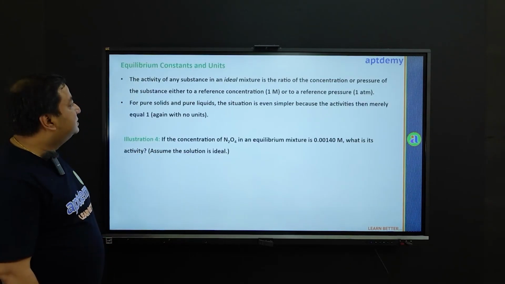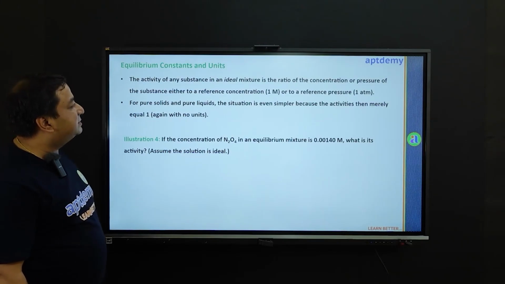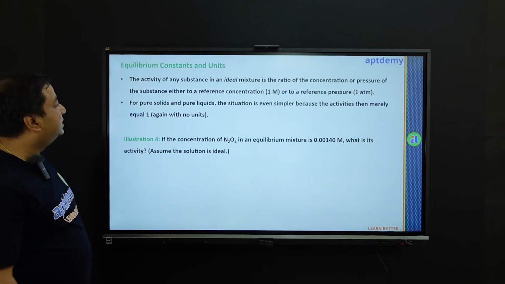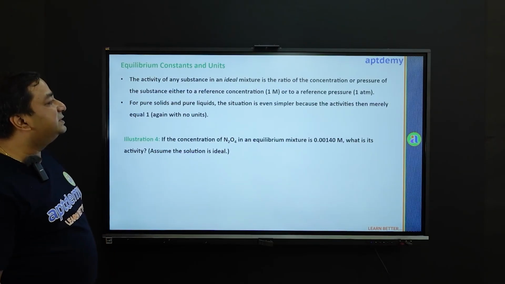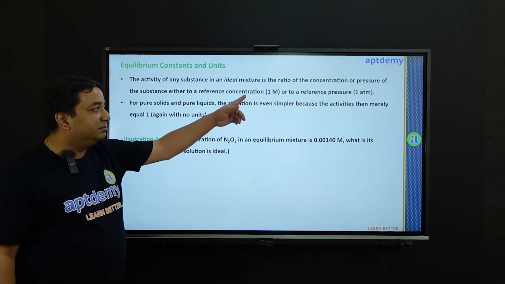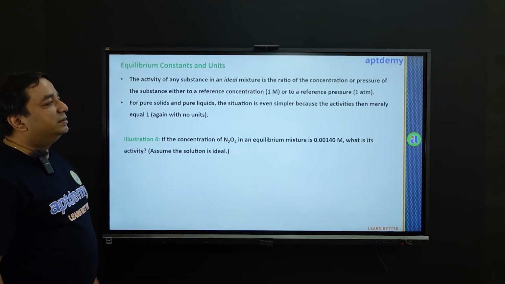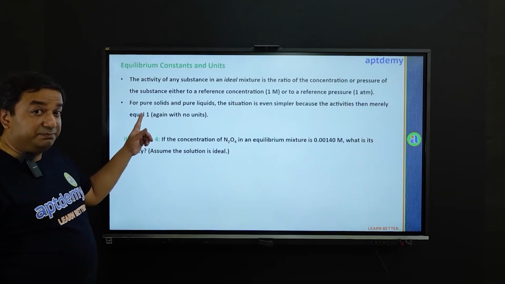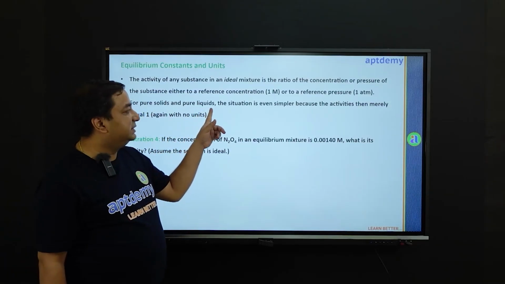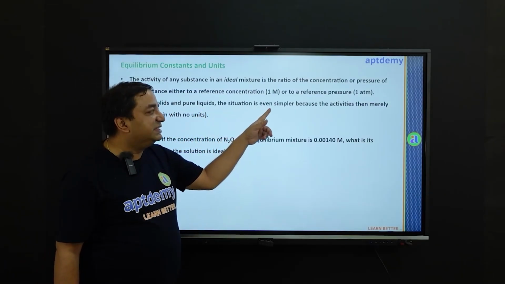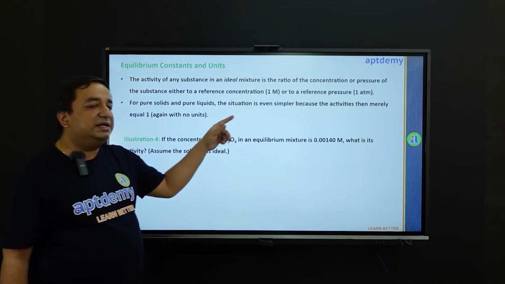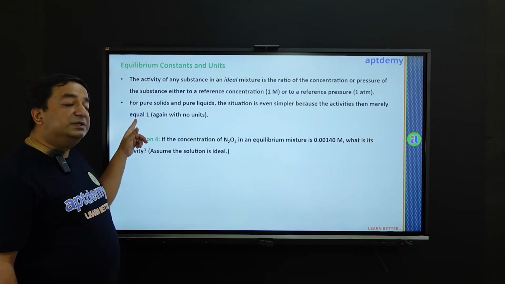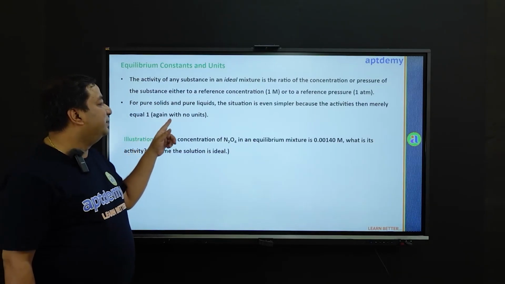Equilibrium constant and units. The activity of any substance in an ideal mixture is the ratio of the concentration or the pressure of the substance either to a reference concentration, that is in molarity, or to a reference pressure of 1 atm. Okay, so for pure solids, important again, and pure liquids, the situation is even simpler because the activity is then merely equal to 1, again with no units.